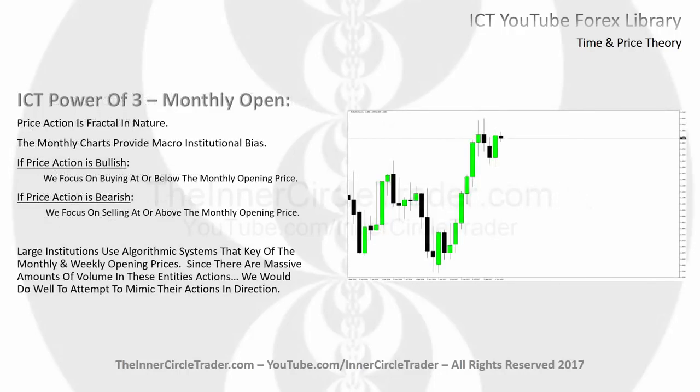Okay, ICT power 3 and the monthly open. Now, price action is fractal in nature. That means everything that you can see in terms of a price pattern on a 1-minute chart, on a 5-minute chart, can be seen on a monthly chart or weekly, any time frame, any interval of time measurement that plots price. Price action has a generic characteristic to it, so whatever we see on one time frame could be easily replicated and seen on a lower time frame or a higher time frame.